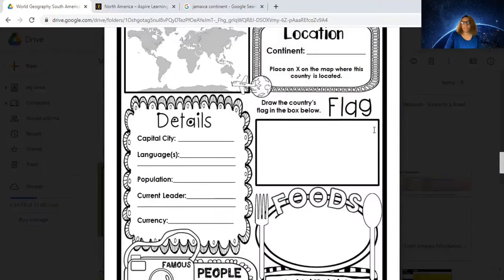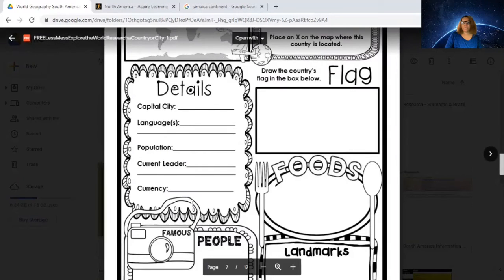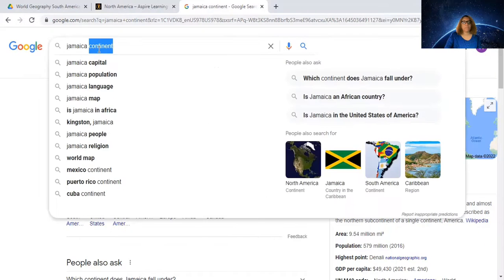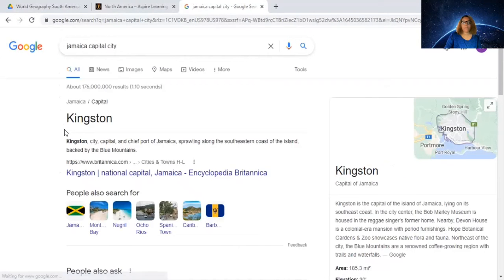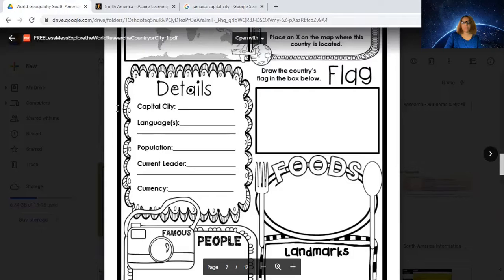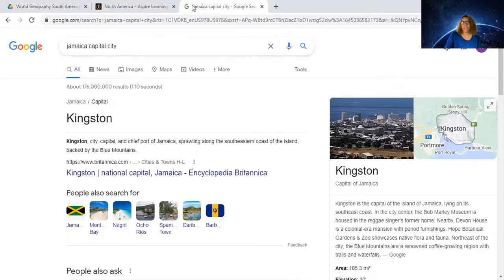Now we scroll down, and this is where it's really the easiest part here. I mean, well, either way, it's easy with the detail. So we're going to do Jamaica capital city. And it comes up Kingston. So you put Kingston. Language.